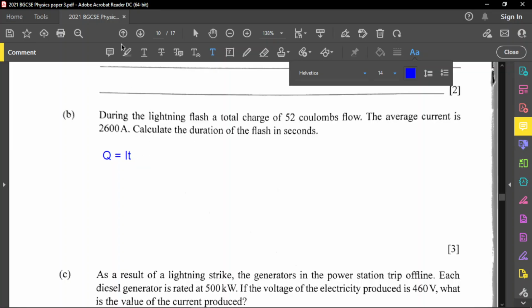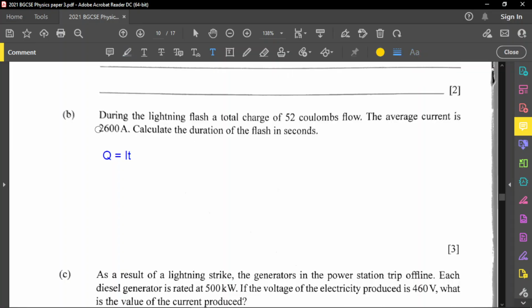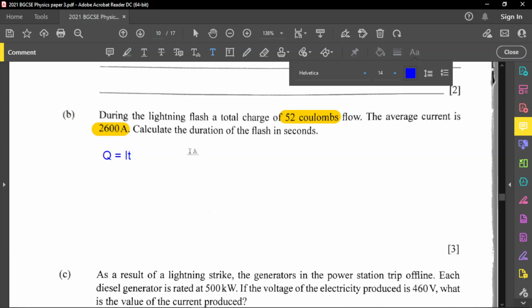Now, very importantly, in the question we already have our current, which is 2,600 amperes, which is I. We also have our charge, which is 52 coulombs. So all we need to do now is find time. So time, based on the formula, would equal the charge, which is coulombs, divided by the current.